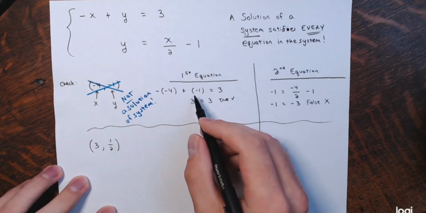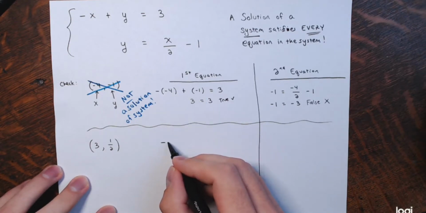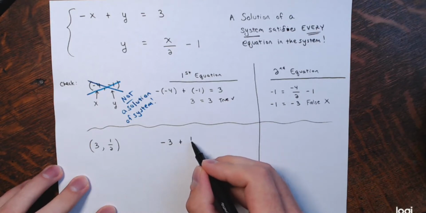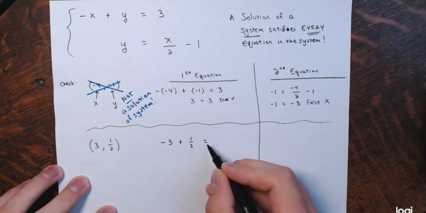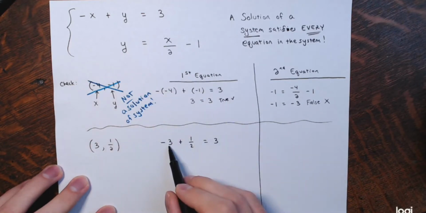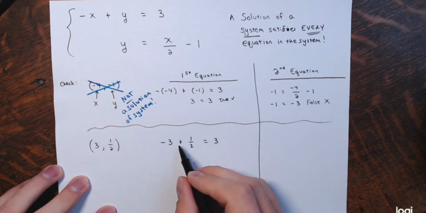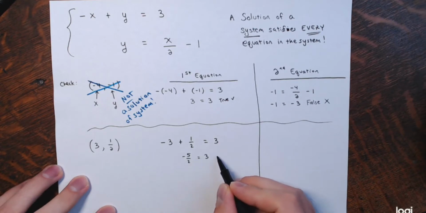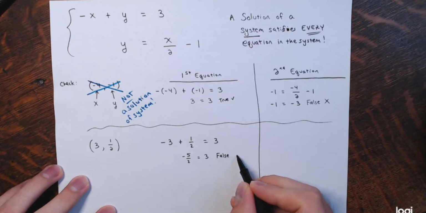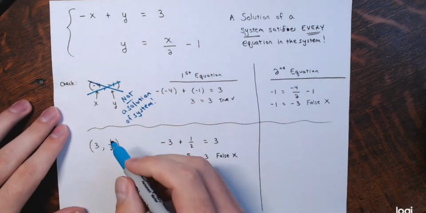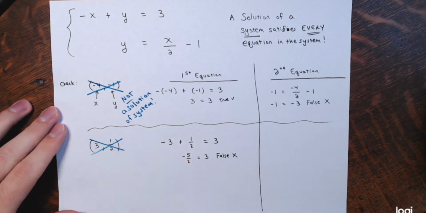Alright, so in the first equation, we have negative 1 times x, so negative 1 times 3, plus 1/2 for the y, and then you have equals 3. The negative 3 plus 1/2, that's negative 6 halves plus 1/2, that's negative 5 halves, right? Negative 2.5 on the left and 3 on the right. This is definitely false. And so, you don't need to even check the second equation, right? If it doesn't satisfy the first equation, it's definitely not going to be a solution of the system.